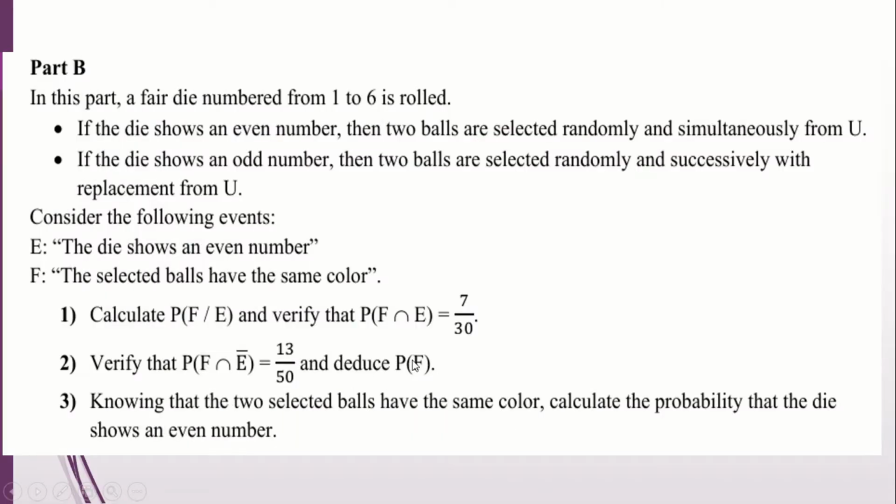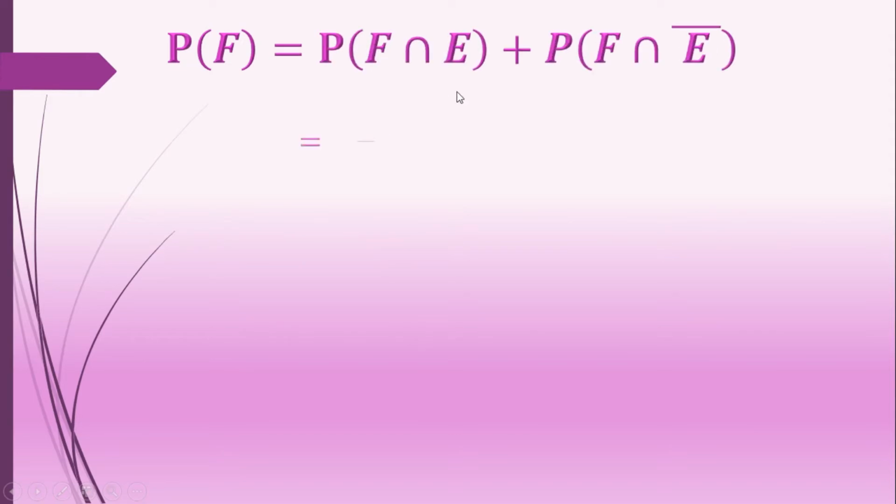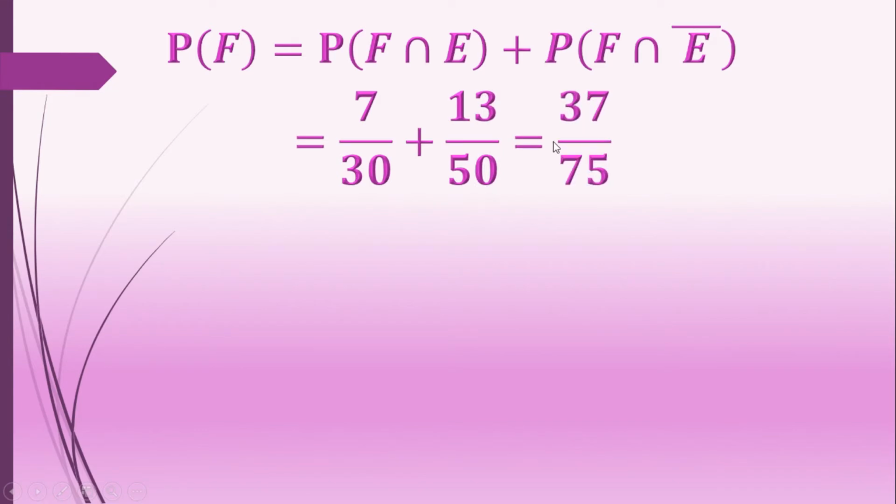Now deduce P of F. Note that we have just calculated P of F intersection E and P of F intersection E bar. Can't we say that P of F is P of F intersection E plus P of F intersection E bar? So we have just to calculate them. P of F intersection E plus P of F intersection E bar is 7 over 30 plus 13 over 50. It gives us 37 over 75.